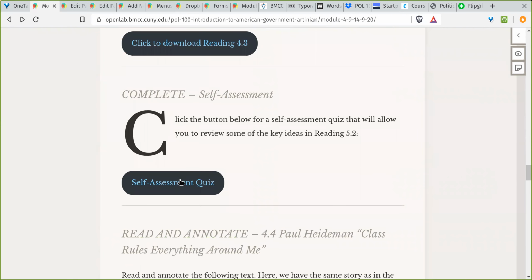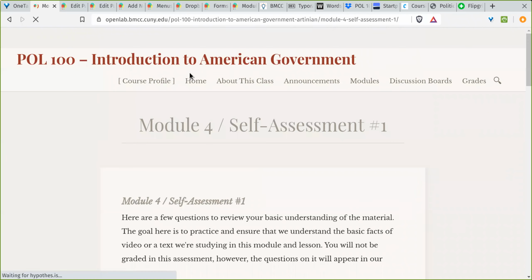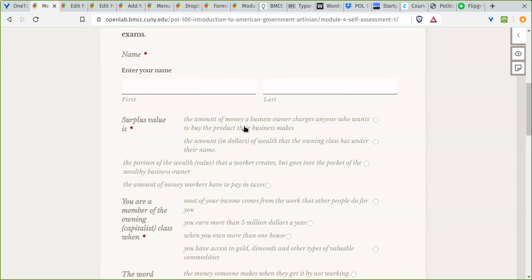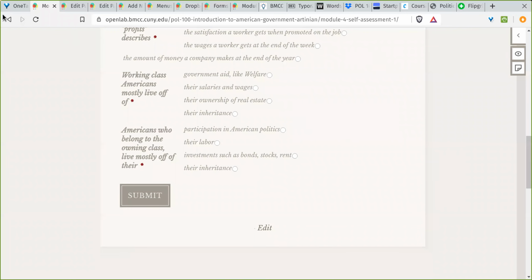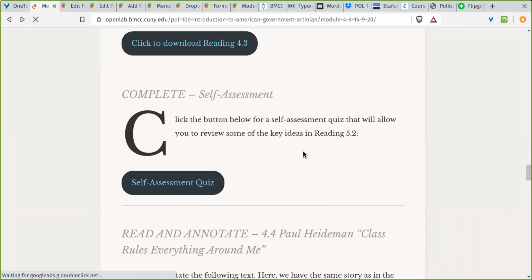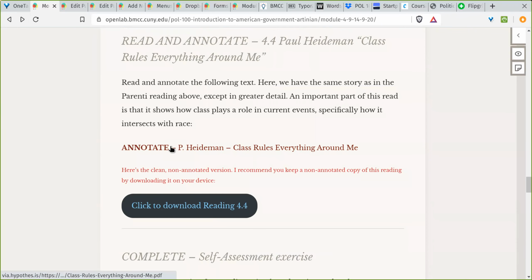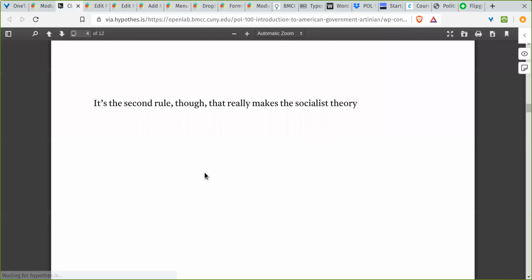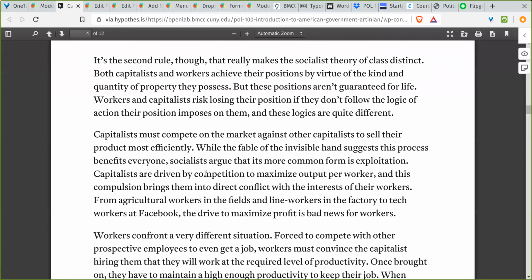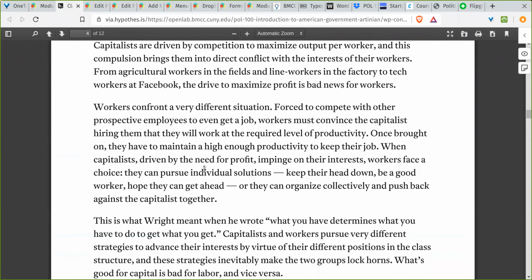After that, head over to the self-assessment, which is going to ask you some key questions related to this reading, which you can complete as a way of reviewing the reading. Then there's the second reading in lesson 4.2, which is read and annotate 4.4, Class Rules Everything Around Me. This is a longer reading, very important to work through slowly, because the discussion question is going to ask you to focus on a lot of these questions discussed in these readings.